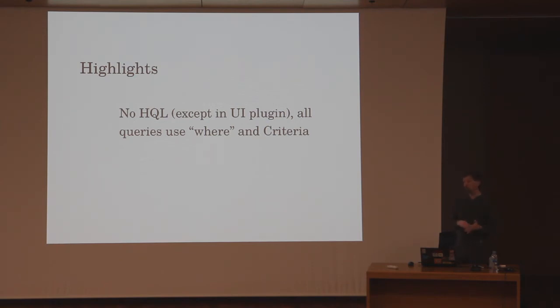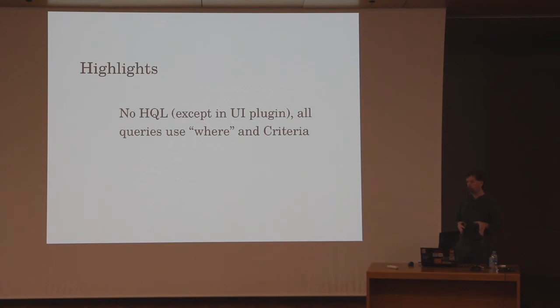But HQL is a problem because it only works in Hibernate, it only works with a relational database, and if you're using Mongo or any other non-Hibernate, non-relational data store, HQL doesn't work. So none of the queries in the core plugin use HQL. They all use where queries and criteria queries. And that's also true in all of the other plugins.